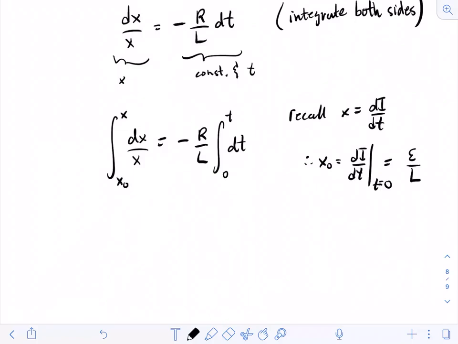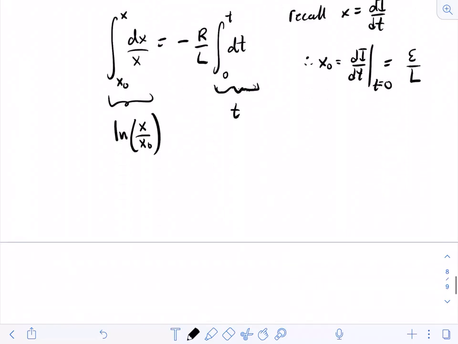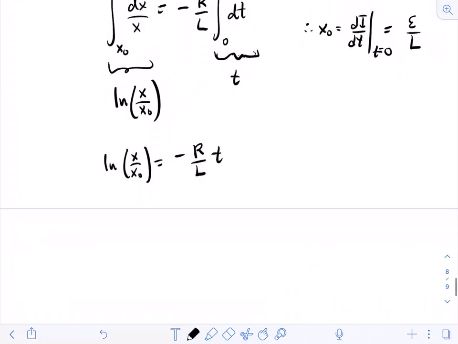Okay, so on the right-hand side, this just becomes a t. Over here, we've done this kind of integral a few times now. It's the ln of x, and so we're going to get the ln of x minus the ln of x0, which is the ln of x over x0. So what we have then is that the ln of x over x0 is equal to minus R over L times t.